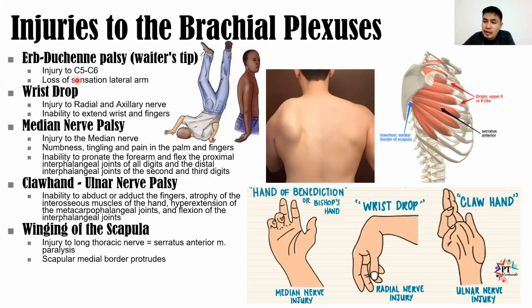Okay, there's an injury to the upper nerve roots, C5 and C6, because there would be loss of sensation also to your lateral arm. And then, ganito yung position ng upper arm ng patient. This could be due to falls or the head of the humerus is natanggal from its attachment. Okay? C5, C6, Erb-Duchenne. Waiter's tip.